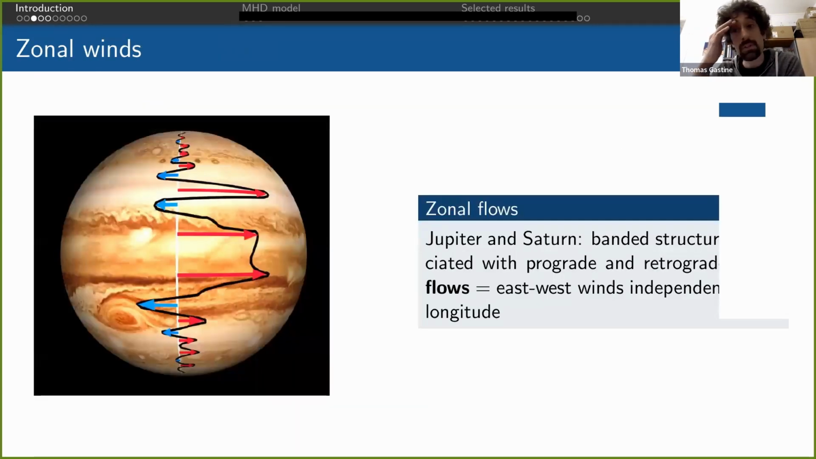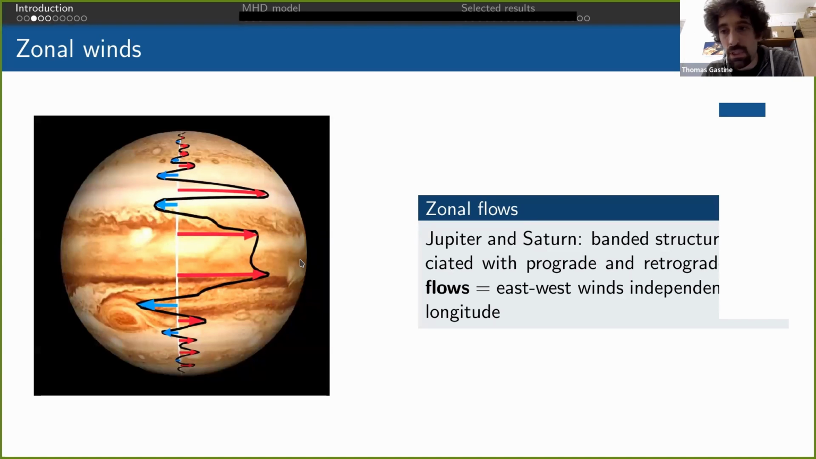The first aspect I will talk about today is the zonal flows that we observe on Jupiter's surface. We observe these large banded structures that are associated with strong east-west winds that we call zonal winds or zonal jets. They could be either eastward or prograde, as shown by these red arrows, or they could be westward, as shown here by these blue arrows.